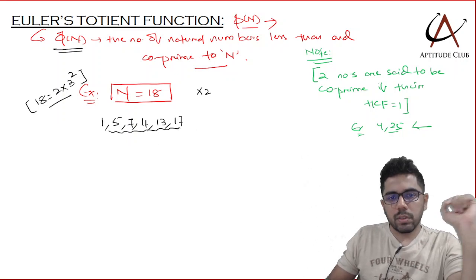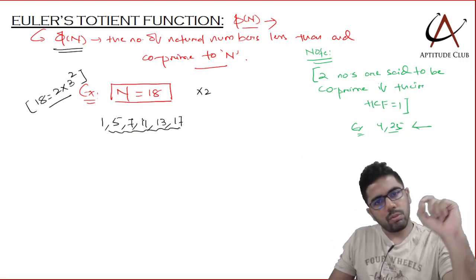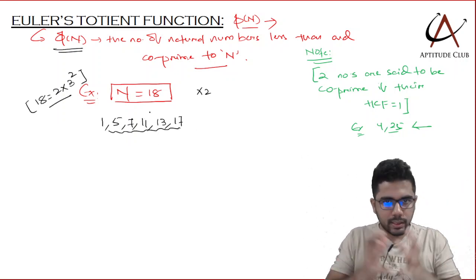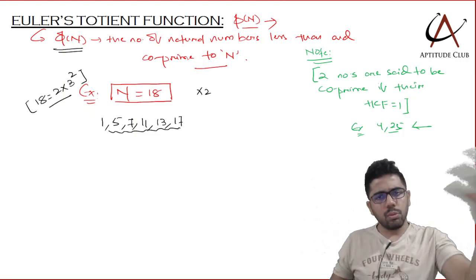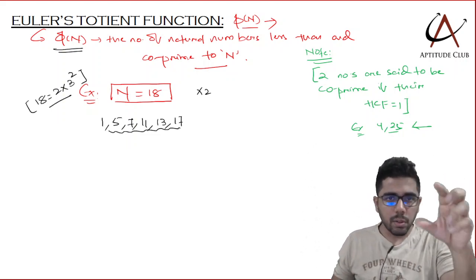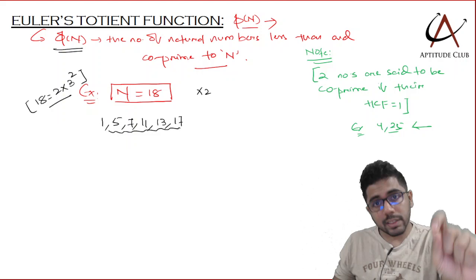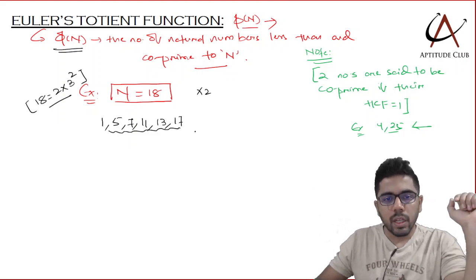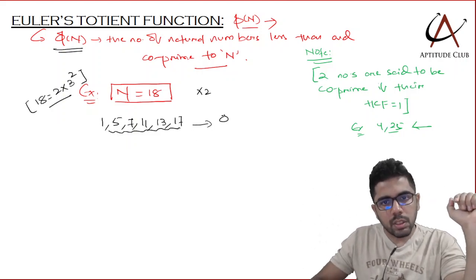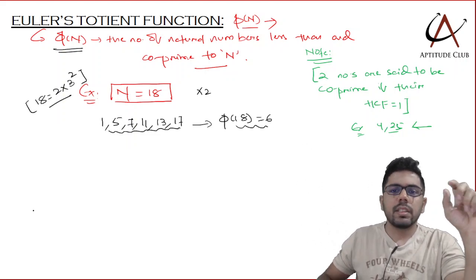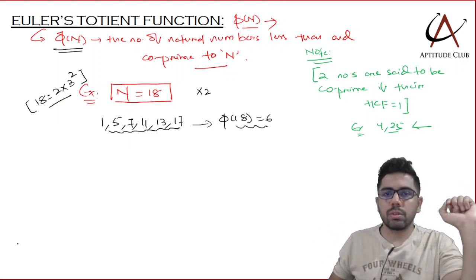So these are the numbers which are less than and co-prime to 18. 18 के ऊपर तो infinite वैसे numbers आएंगे. But how many natural numbers are less than and co-prime to 18? So I got there are 6 natural numbers. Thus I can write phi of 18 is equal to 6. This is the simple meaning of Euler's Totient function.